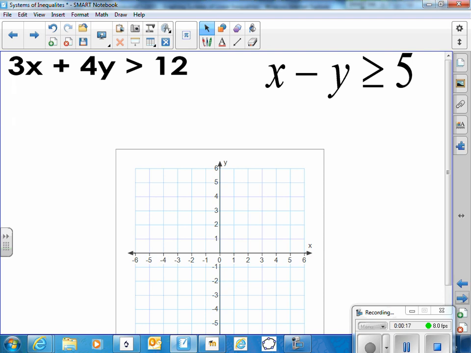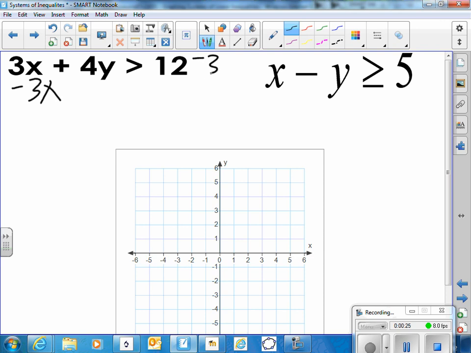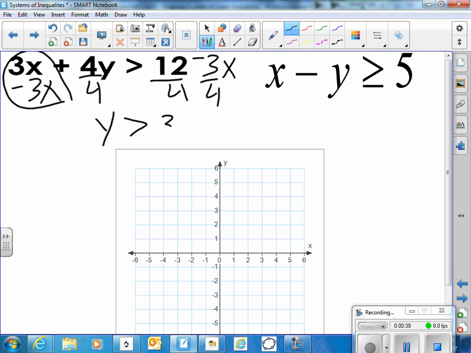It's not obvious to me how to graph that unless I get the y all by itself. So I'm going to subtract the 3x from each side. So 4y is greater than 12 minus 3x. I'm still not sure how to graph that. But if I divide by 4, then I have y is greater than 3 minus 3/4 x.